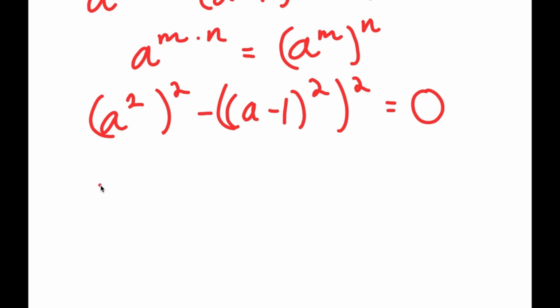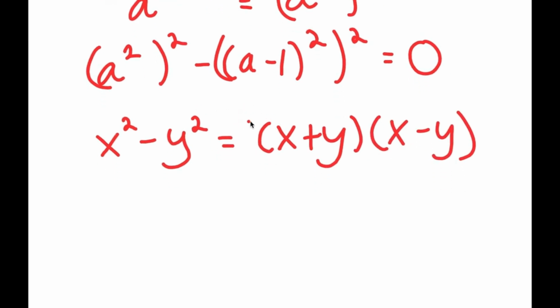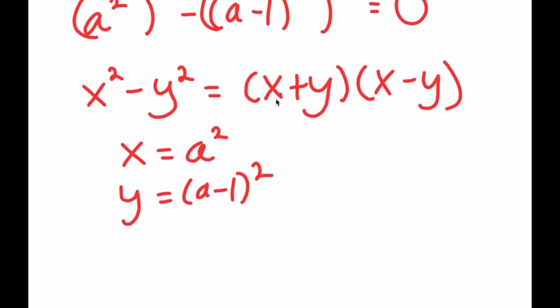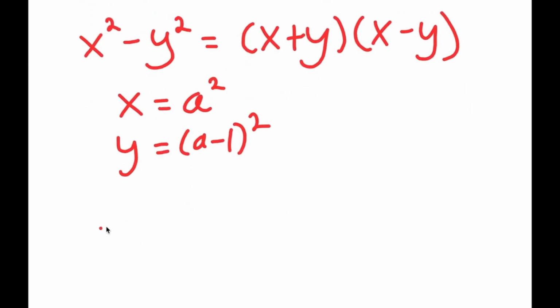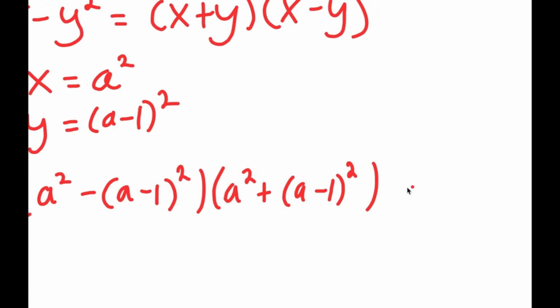Now, if I have something in the form x squared minus y squared, this is equal to x plus y times x minus y. So, in this case, I can think of x as a squared and y as (a minus 1) squared. So by using this property, I get a squared minus (a minus 1) squared times a squared plus (a minus 1) squared. And this is all equal to 0.